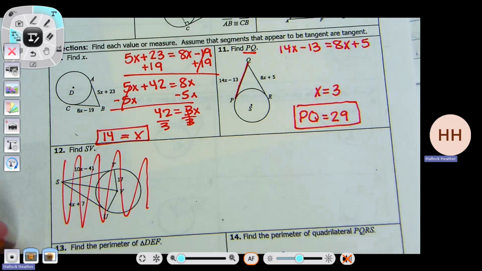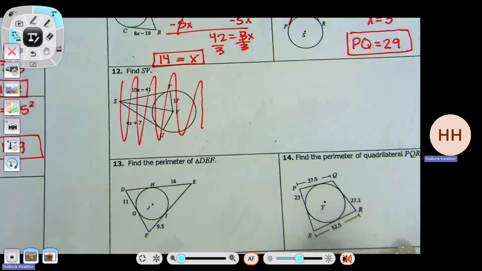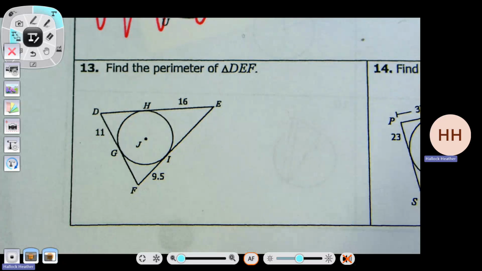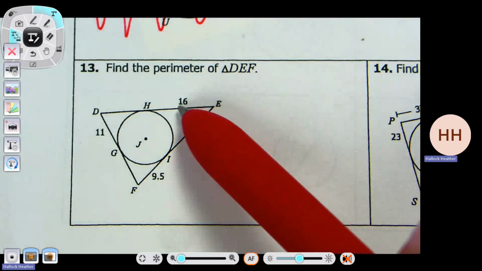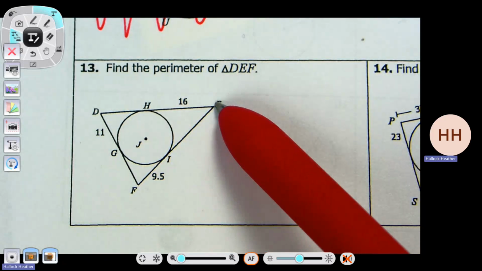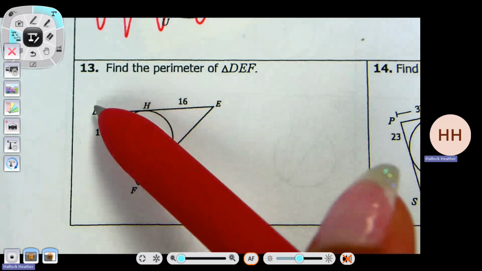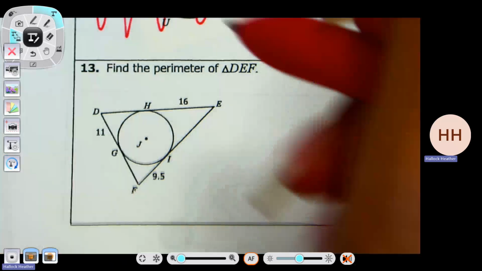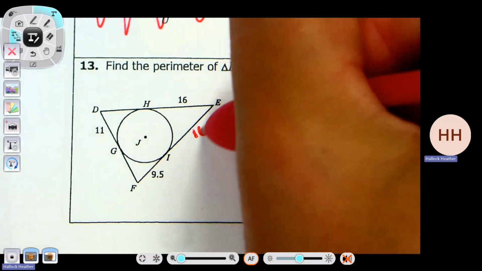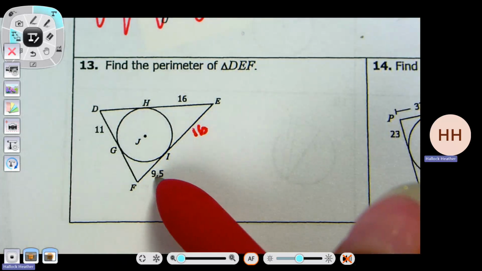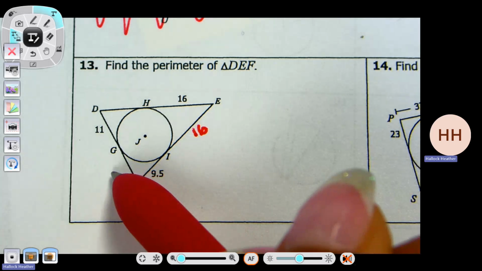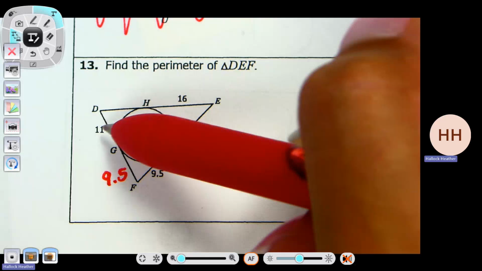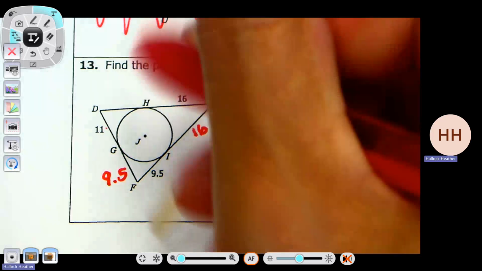So we have parties going all the way around our head. We have party hats, party hats, party hats. So party hats are equal to each other. So if I have 16 for HE, can I put 16 at DH or can I put it at EI? EI. So this one matches this one. If I have 9.5 here, I can put it on the other side as well because that's a small party hat, but it's still a party hat. And then I have 11. 11's going to match over here.